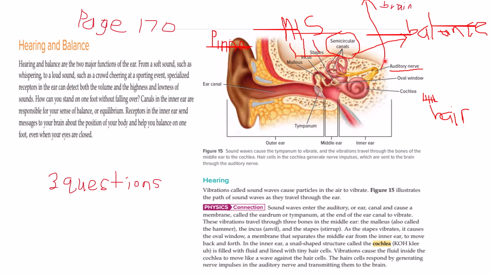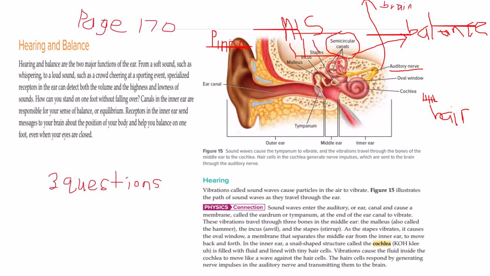In smell it was olfactory, whereas in the ear it is the auditory nerve. So the receptors here, it is the auditory nerve, and the auditory nerve will send signals to the brain. Then you have the cochlea, a snail-like structure filled with fluid and lined with tiny hair cells, and these hair cells respond by generating nerve impulses.